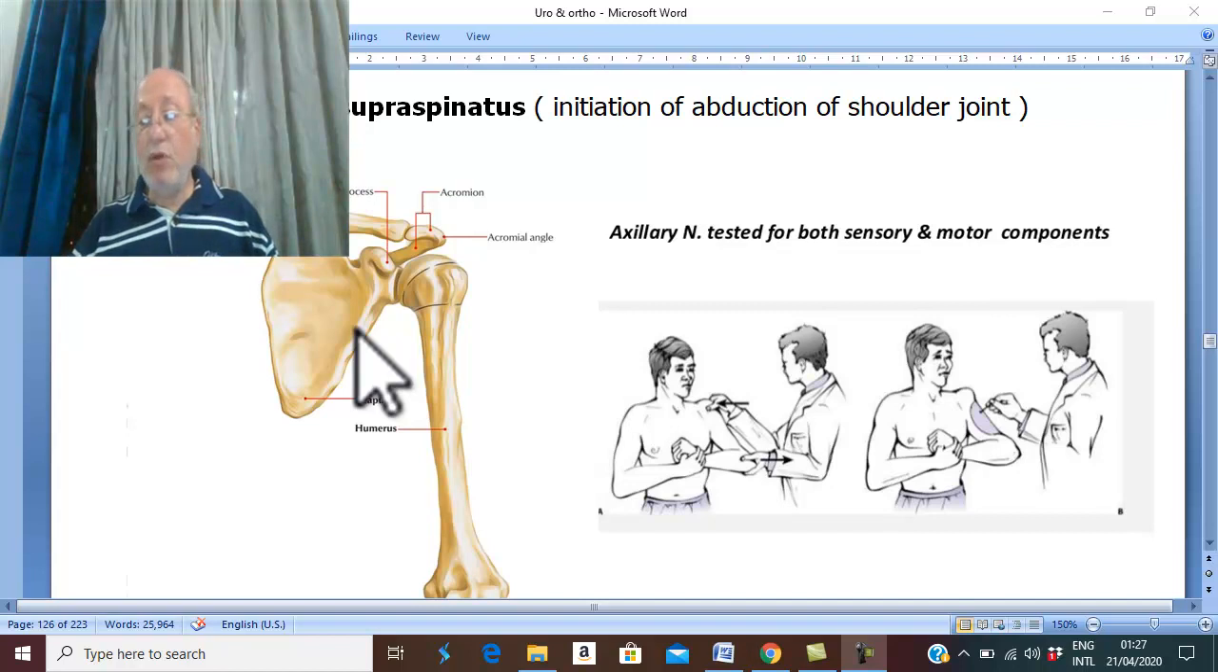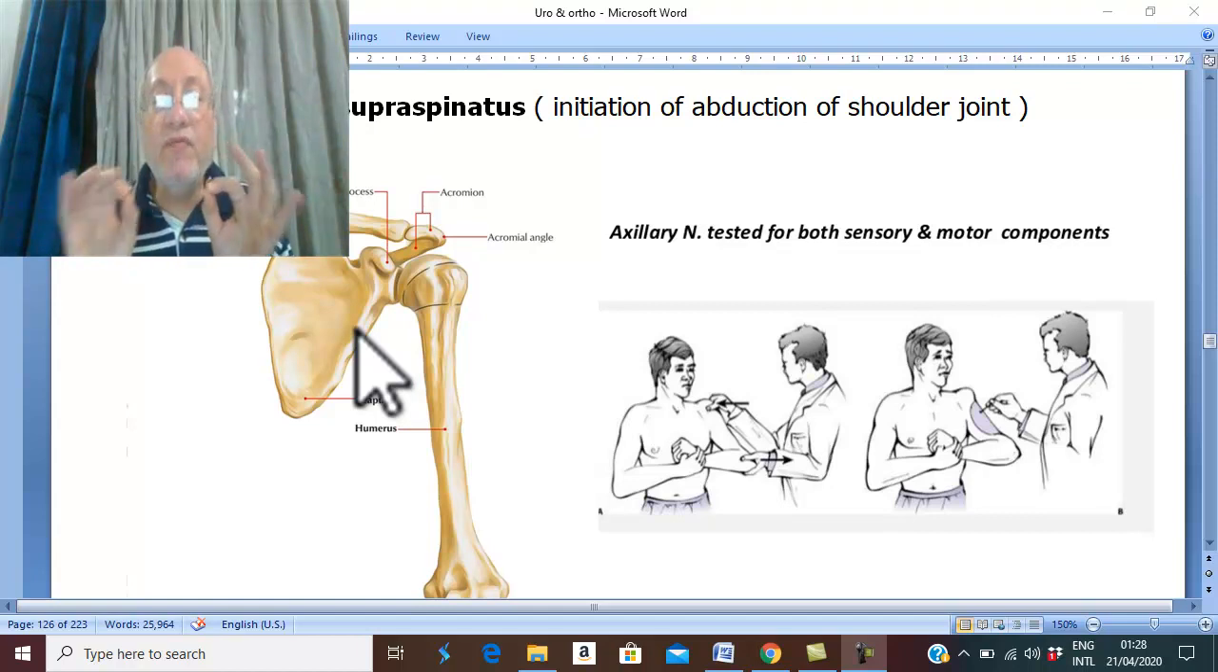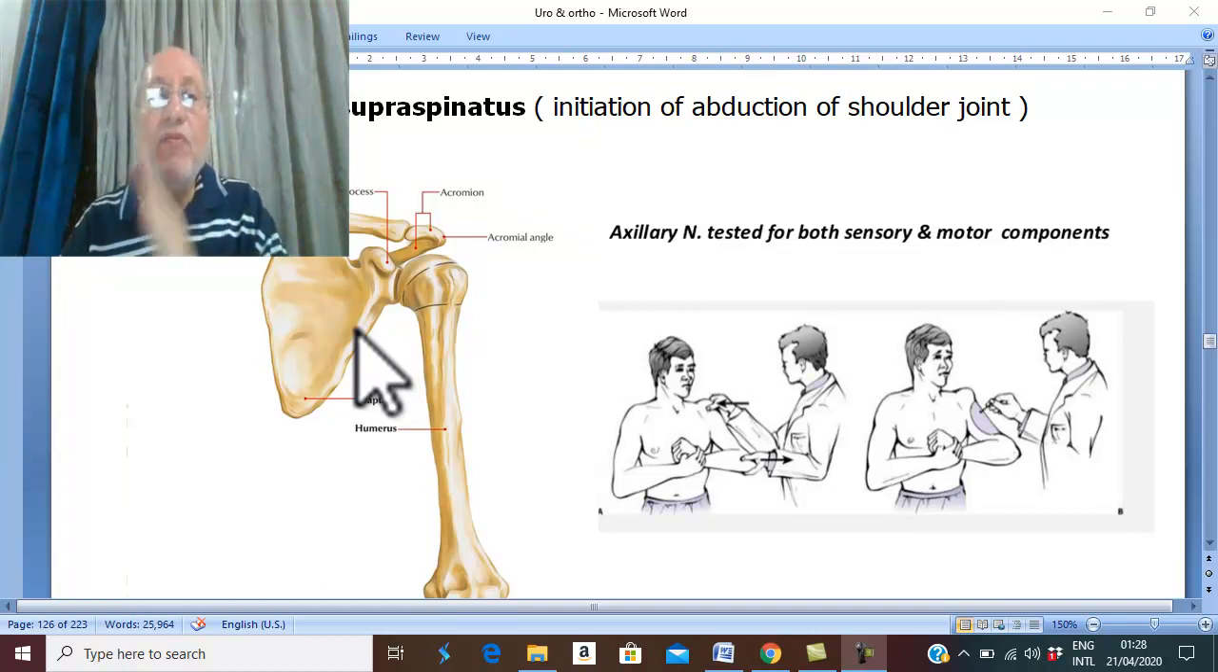This is the types of anterior dislocation. What is the clinical picture of anterior dislocation? Sure, there is a history of trauma, followed by absolute loss of movement. Absolute loss of movement means loss of active and passive movement. And this differentiates any dislocation from any fracture.